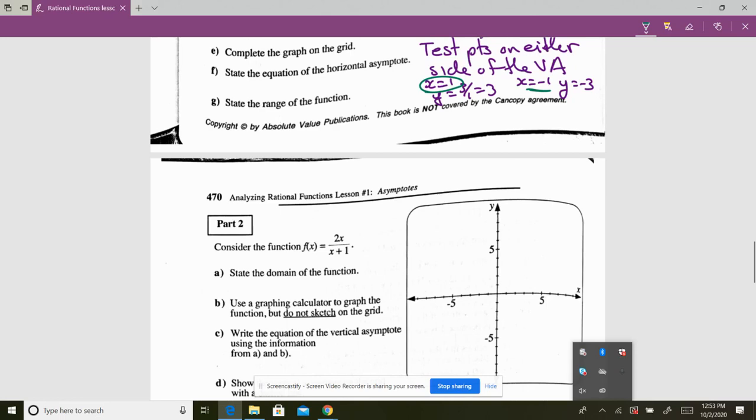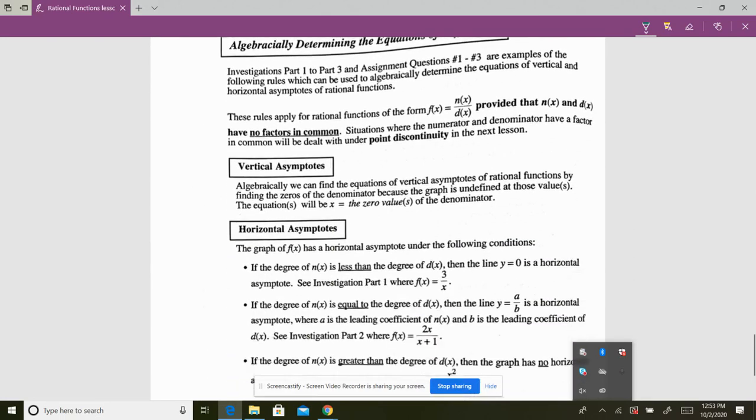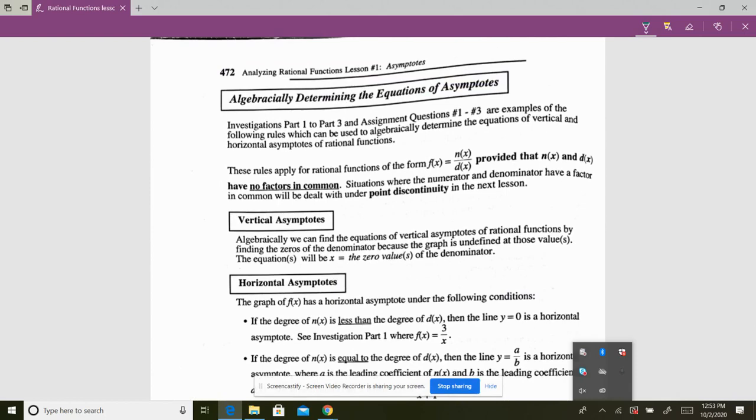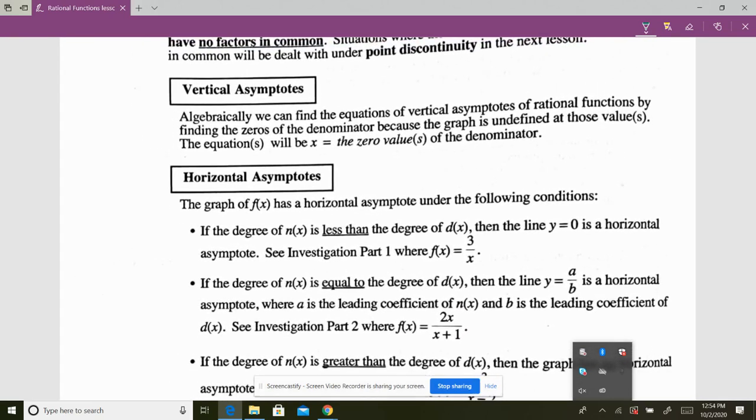All right. We're going to skip this and come back to it. We're going to go to page 472. And we're going to look at horizontal asymptotes. How do you determine what they are? So vertical asymptotes are straightforward. They are what makes the denominator 0.